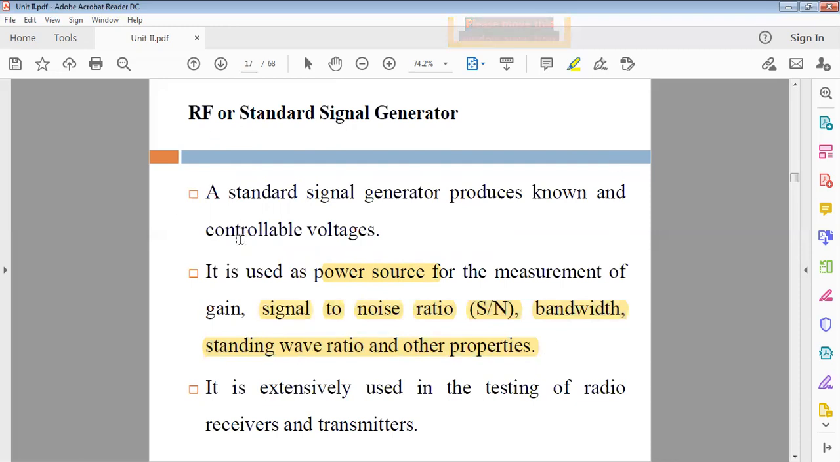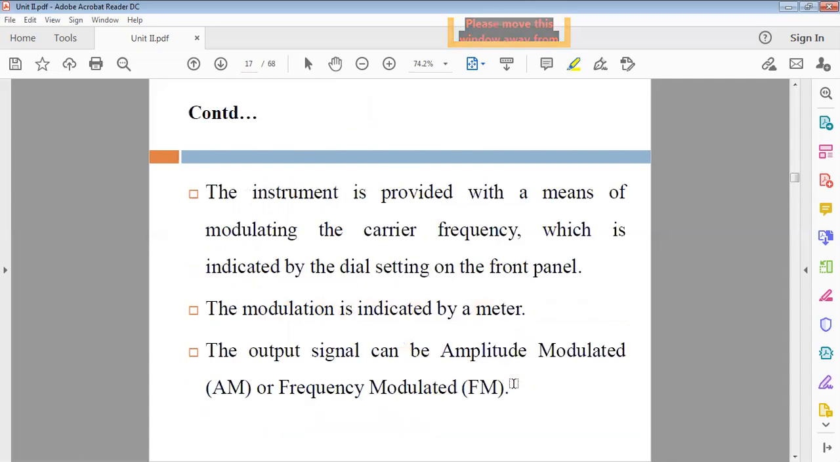As the standard signal generator is used to produce modulated carrier signals over RF range, it is extensively used in the testing of radio transmitters and receivers. What is a radio receiver? Which is used for receiving the radio signals. What is a radio transmitter? Which transmits the radio signals. So this signal generator is used for generating the carrier signals over the RF range, so it is used in the testing of radio receivers and transmitters.